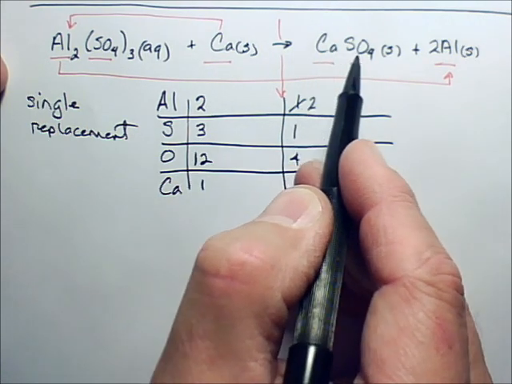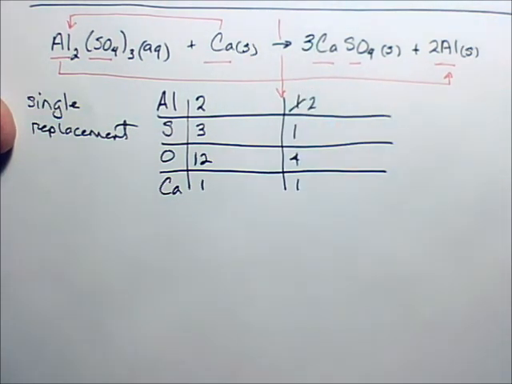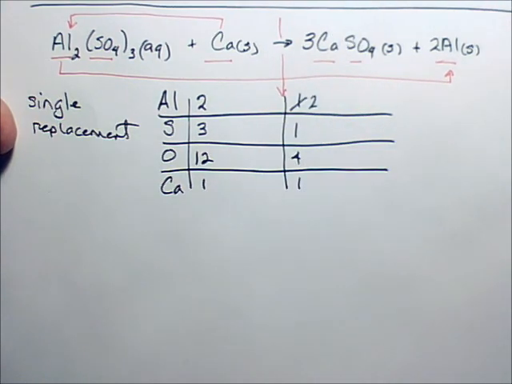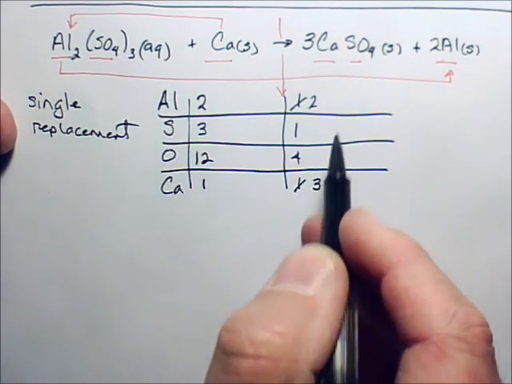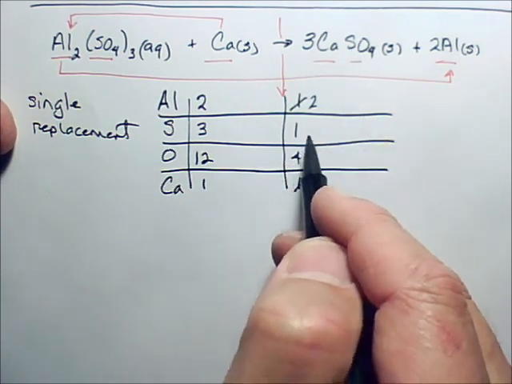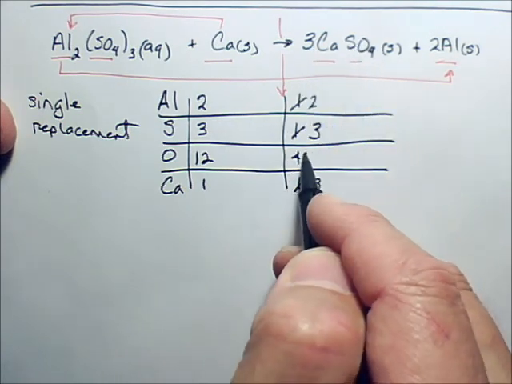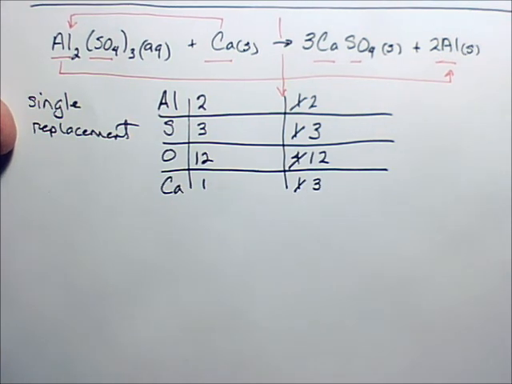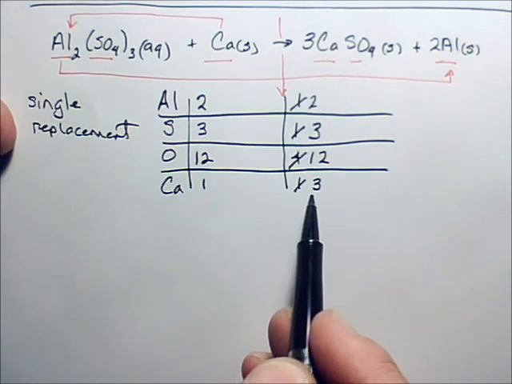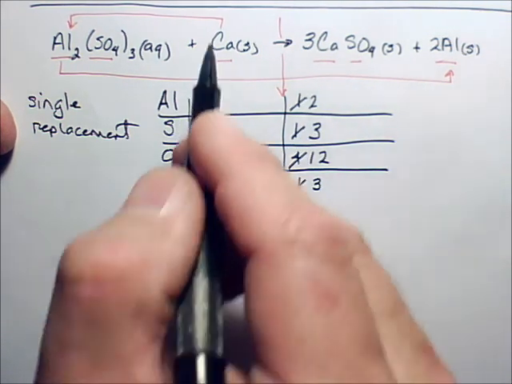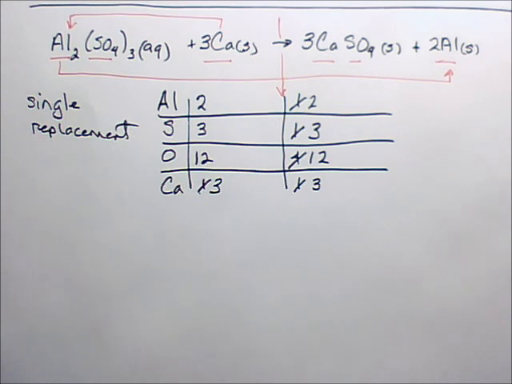So how do I get the 3 sulfurs here? You put a 3 coefficient in front of the whole thing, which changes everything inside. So now I have 3 calciums. Mark through that and put a 3 there. 3 times 1 sulfur, that's 3 sulfurs. 3 times 4 oxygens, that's 12 oxygens. Now only calcium is unbalanced. I've got 3 calciums on this side. To get 3 calciums on this side, I put a coefficient 3, and now the whole thing's balanced.